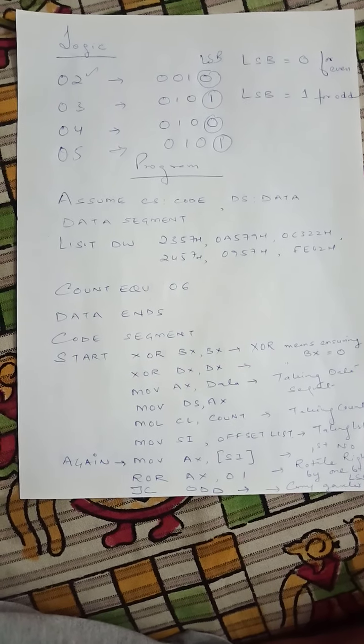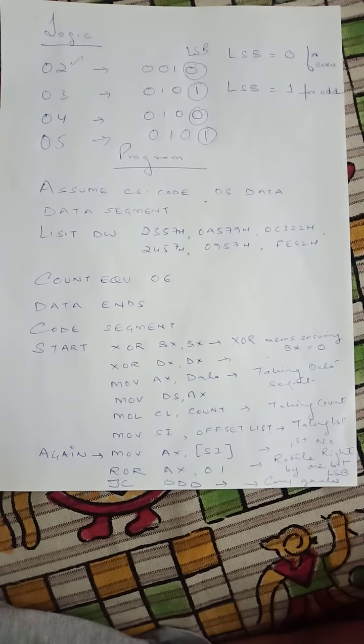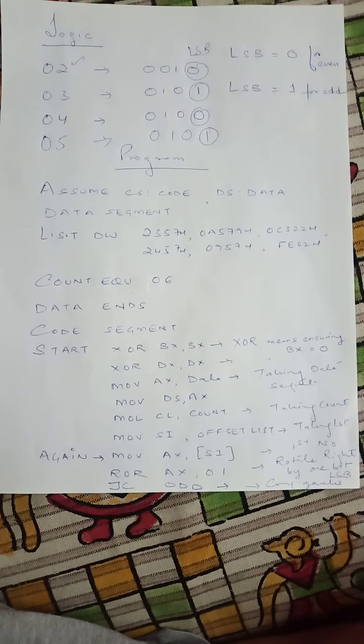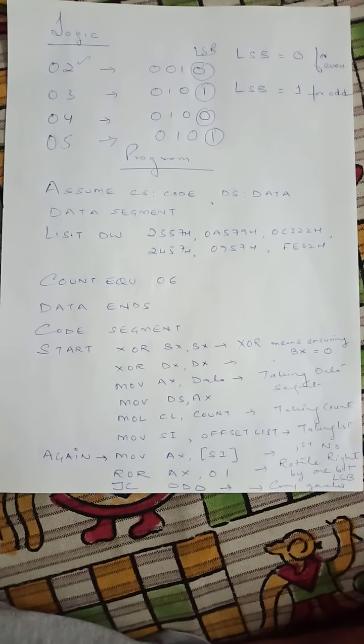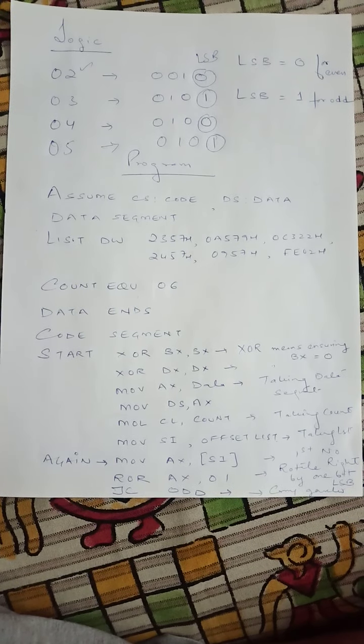There are many mechanisms by which you can use assembly directives. One of them is like this. We assume that CS is the code segment and DS is the data segment. The data segment consists of a list of numbers. We declare the words with DW, define word, which is a directive.